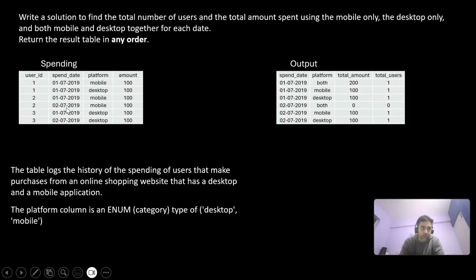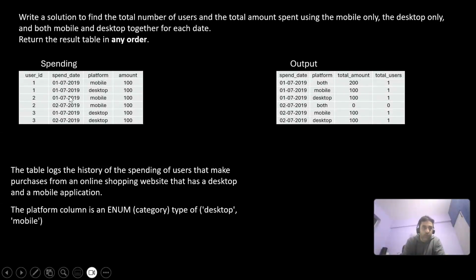So essentially, this table contains the spending history of the users. It has the user ID, which user actually made a purchase, what was the spend date, and what was the platform through which the purchase was made. As mentioned here, there can be only two values, mobile and desktop. There is no other third value possible. And what was the amount of that particular purchase. So this is the spending table that we have.